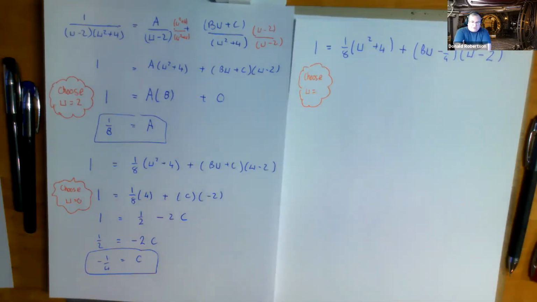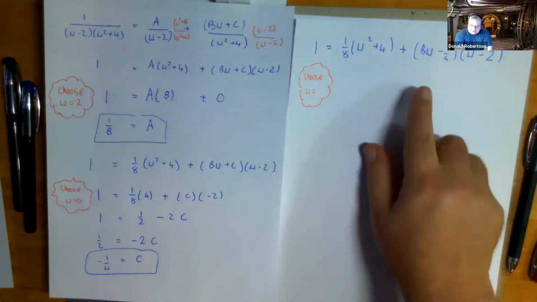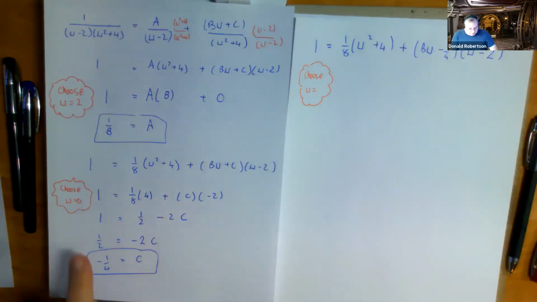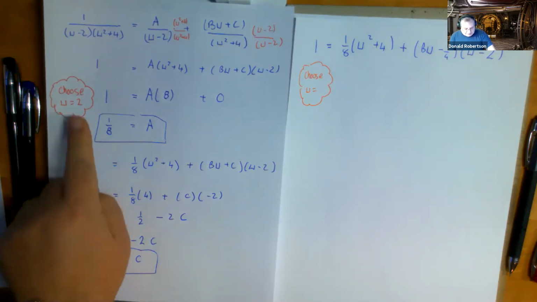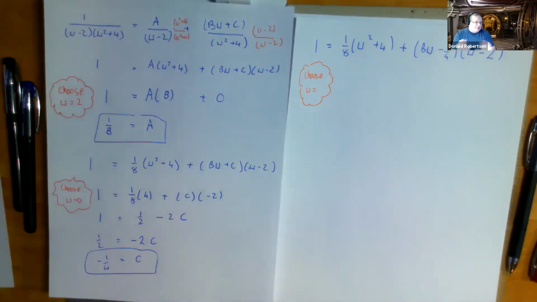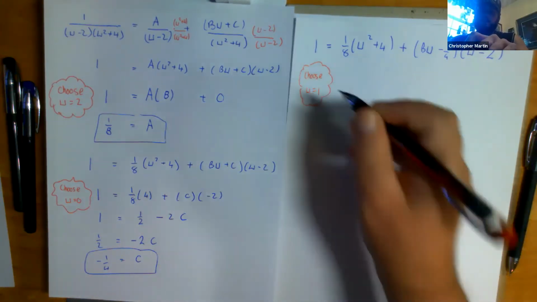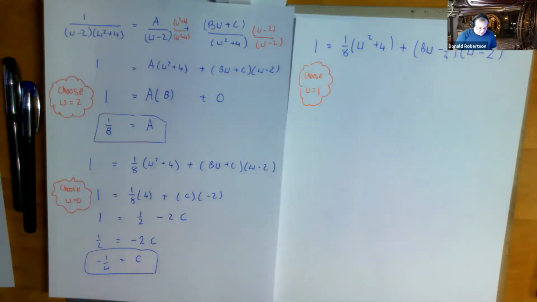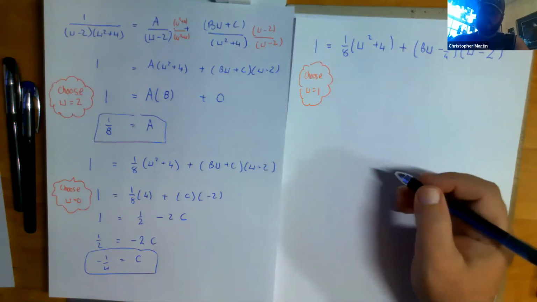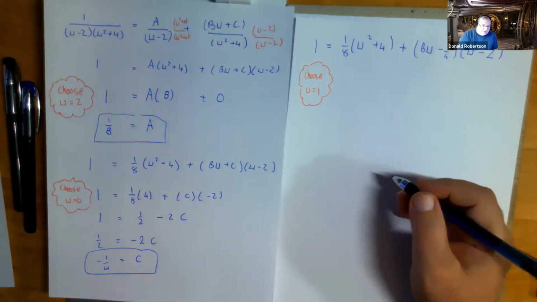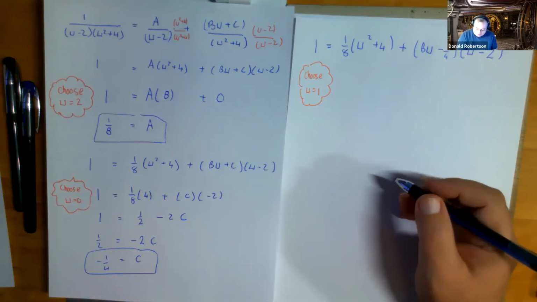I need to choose a U. Now remember, the goal here is to find out what B is. So don't pick 0 and don't pick 2. They've done their job, don't use them again. 1. Yes. Did you read my mind? Why do you think I picked 1? Because it's one we haven't used yet, and at this point I want to make my life easy. The bigger the numbers, the more likely I am to screw up.